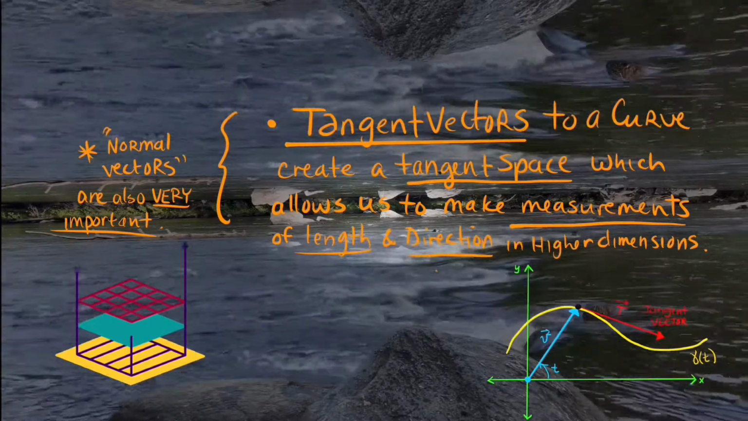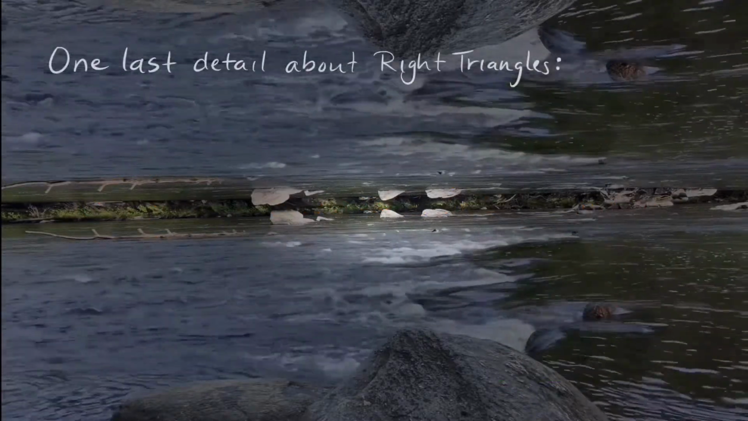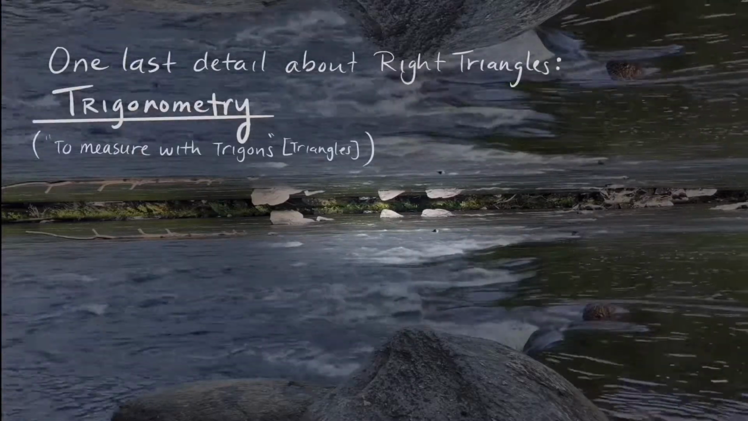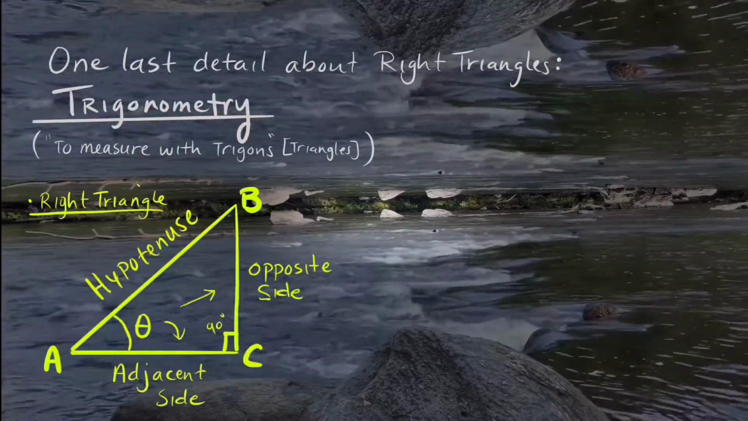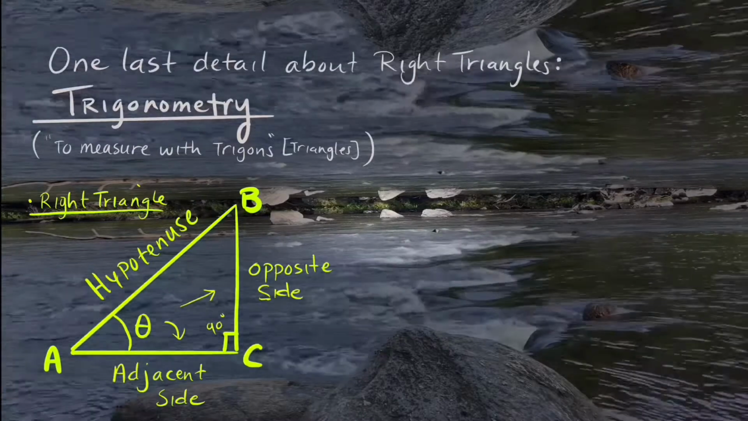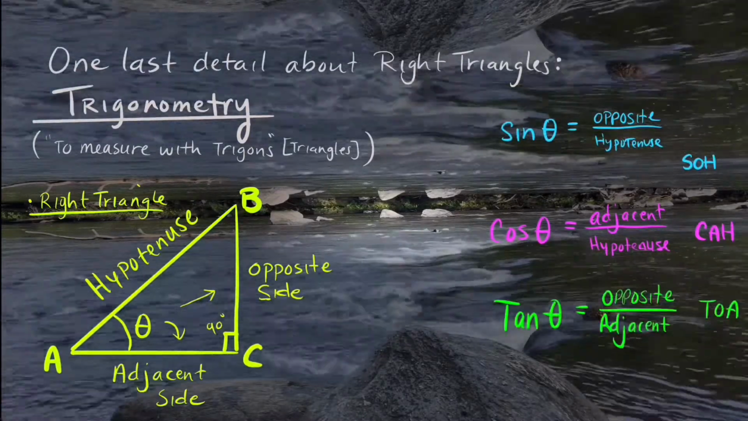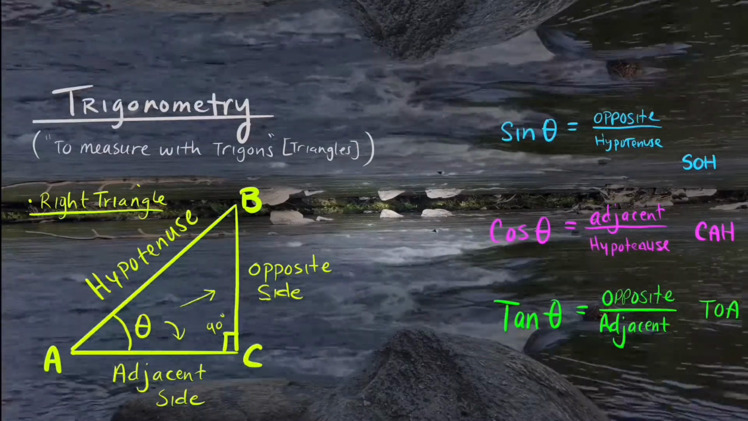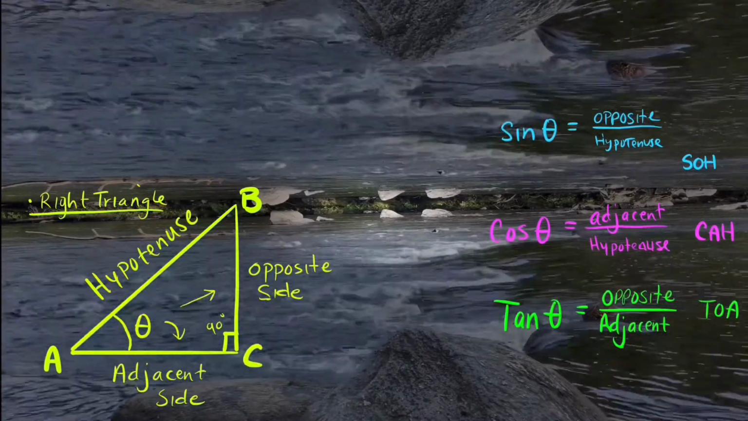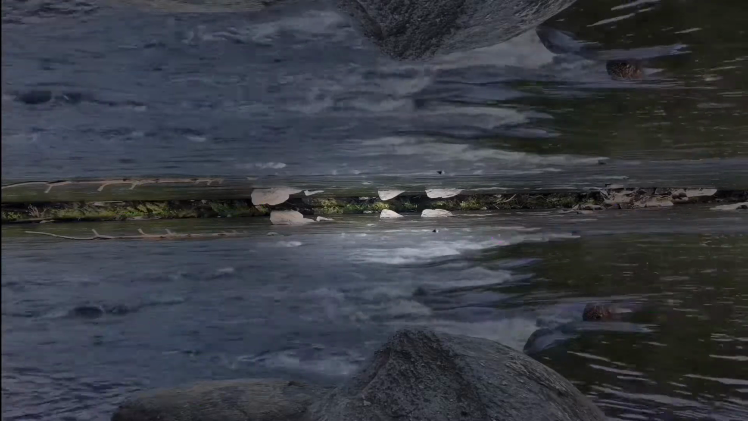And one more thing about right triangles. You see, trigonometry provides a connection between measuring lengths and direction angles in the plane. Sine, cosine, and tangent are used in many branches of mathematics.